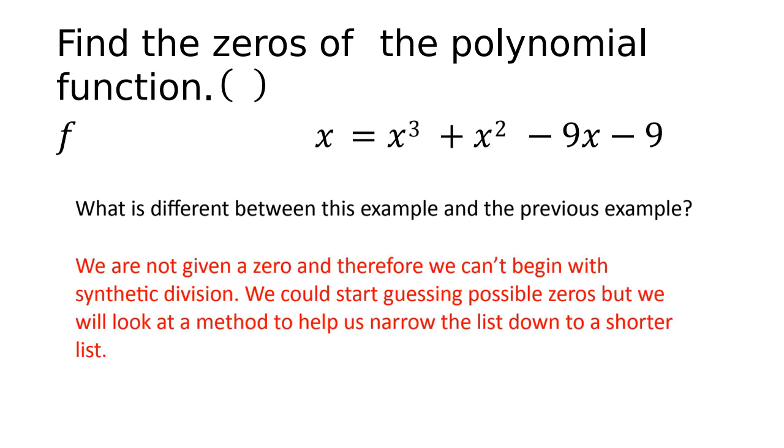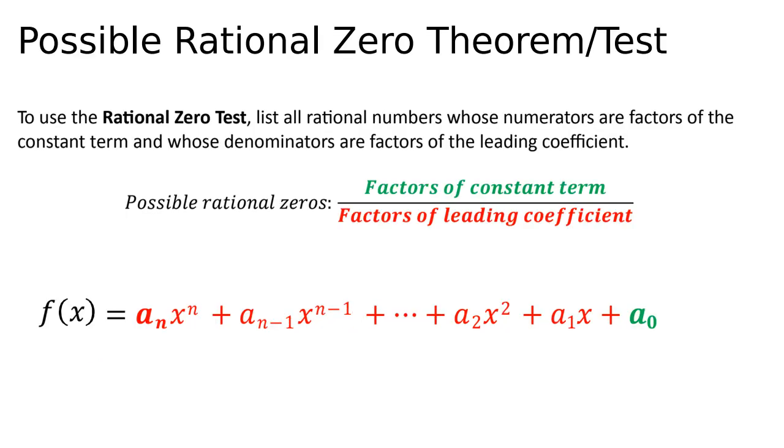Okay, so one thing we could do is to start guessing what zeros will be for this polynomial function. So let's say, for example, we can take 0 and then try it out, and if it works, then that's going to be a 0. But we're going to find a new method to find the actual zeros. And that's going to take me to the possible rational zero test.